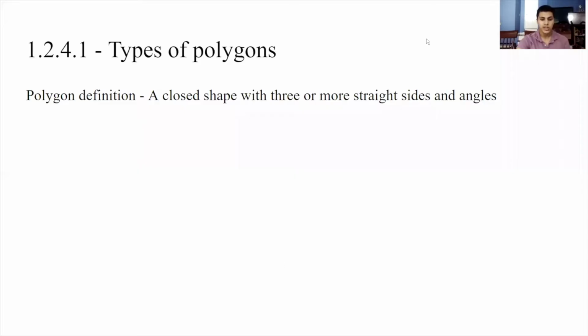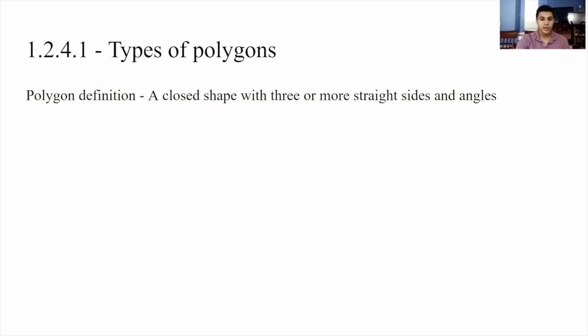Now we're going to be talking a little bit more about polygons. So the definition of a polygon is a closed shape with three or more straight sides and angles. So polygons can't have any curved sides, and they have to have angles. So a circle wouldn't be an example of a polygon because a circle only has one side, and that side is curved. But something like a rectangle, a square, a triangle, those would all be polygons because they're closed shapes, which means all the lines touch each other, with three or more straight sides and angles.